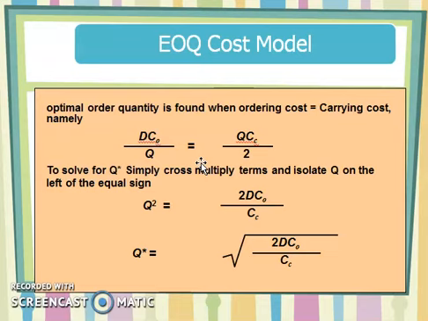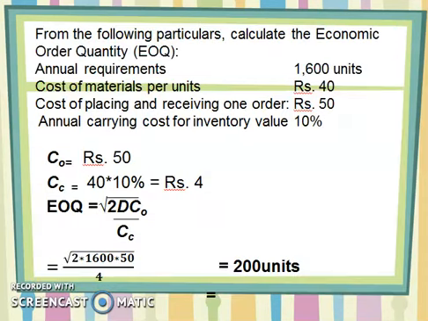So to have more clarification of this concept, we'll solve a practical example. From the following particulars, calculate the EOQ. Annual requirement, that is annual demand, is equal to 1600 units. Cost of materials per unit is rupees 40. Cost of placing and receiving one order is rupees 50. And annual carrying cost for inventory value is 10%.